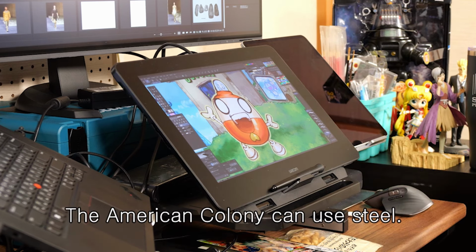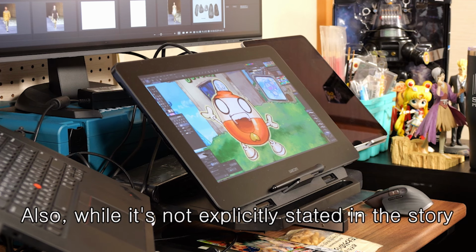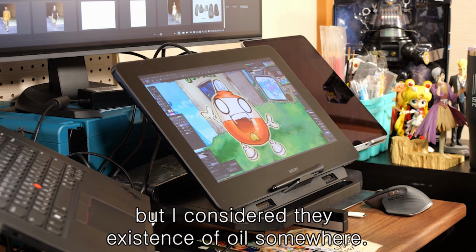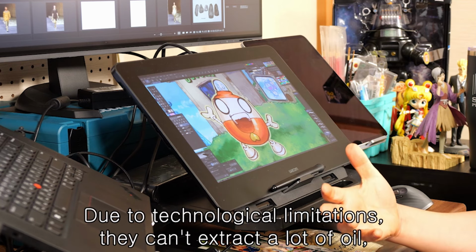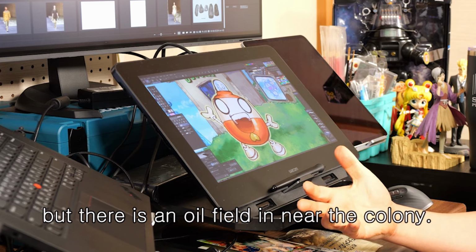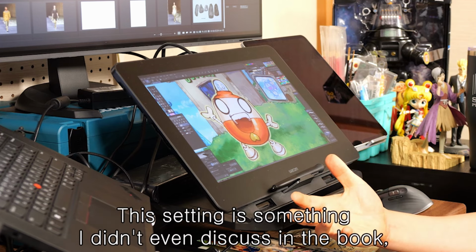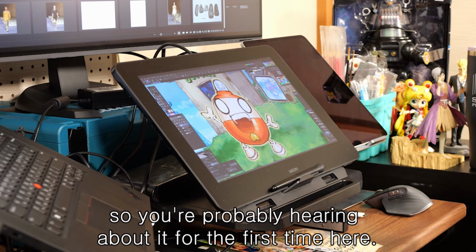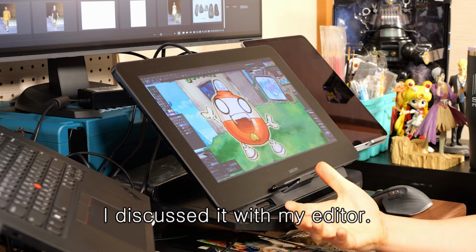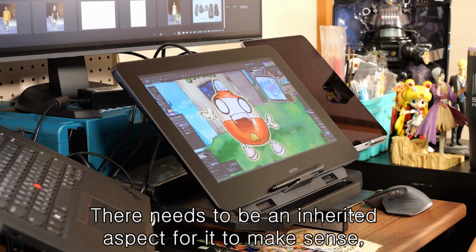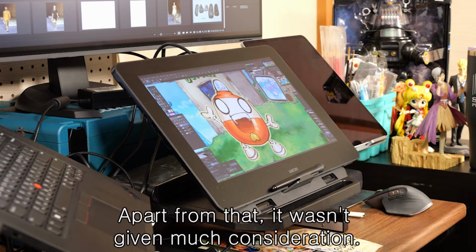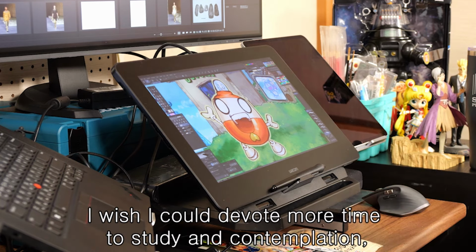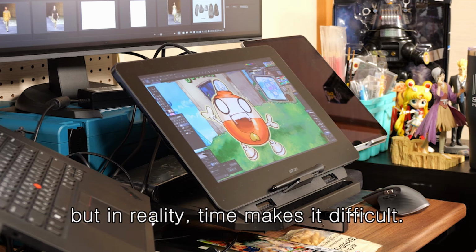What else was considered? The American colony can use steel. Also, while it's not explicitly stated in the story, I considered the existence of oil somewhere. Due to technological limitations, they can't extract a lot of oil, but there is an oil field near the colony. This setting is something I didn't even discuss in the book, so you're probably hearing about it for the first time here. I discussed it with my editor. There needs to be an inherited aspect for it to make sense, which is why steel and oil can be used in the American colony. Apart from that, it wasn't given much consideration. I wish I could devote more time to study and contemplation, but in reality, time makes it difficult.